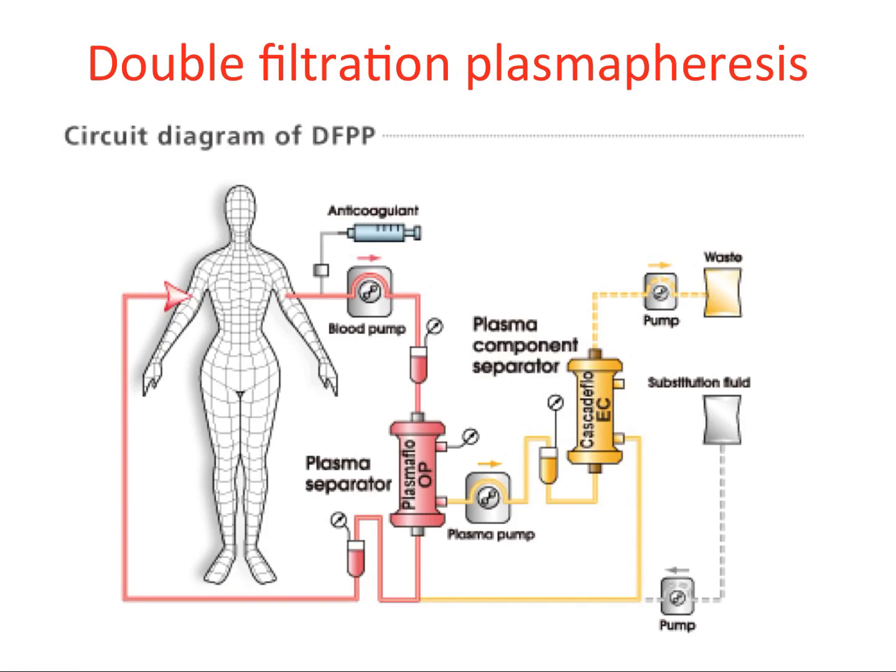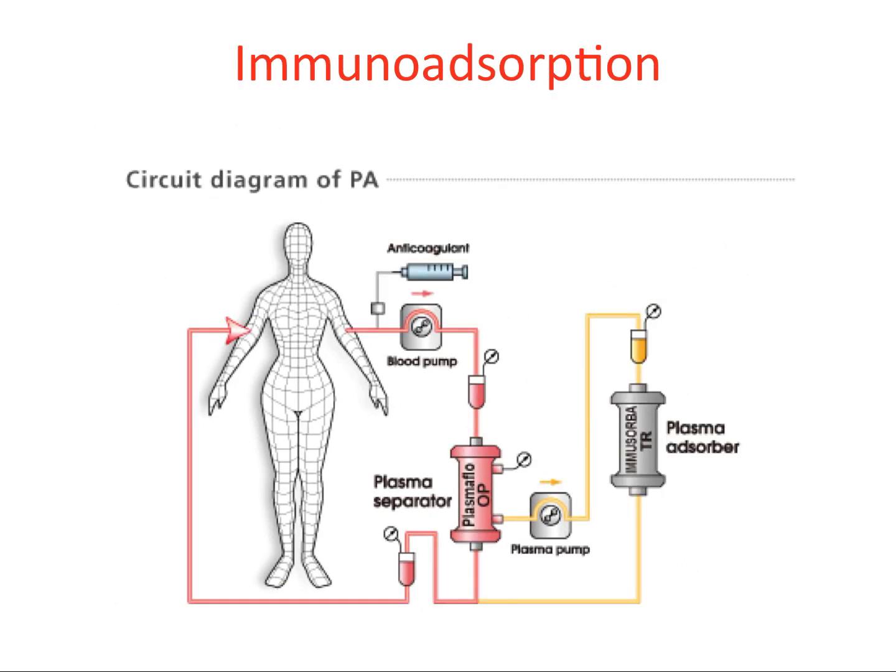So we could make this more sophisticated. We could separate the plasma, exactly the same as the first system, and then we could use a second filter, the cascade filter, to remove the high molecular weight substances and return the rest of the plasma back to the patient. Now, there are various reasons you might take this more sophisticated approach. You probably get more efficient immunoglobulin removal, but also you're returning useful proteins, non-immunoglobulins such as clotting factors, back to the patient. And you don't need as much substitution fluid.